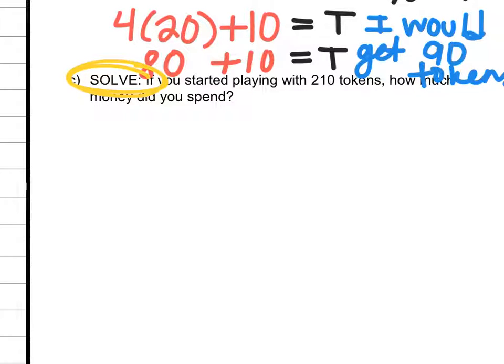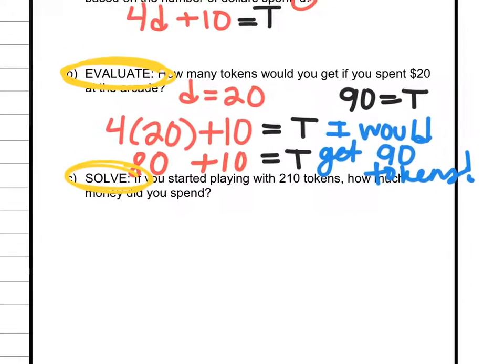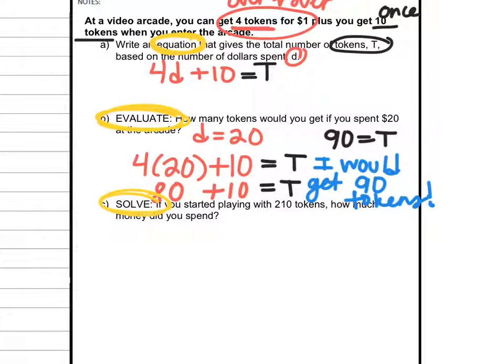I'm solving for D. Where do I put 210, Tyler? On the equal sign, on the right of it. Right, because that's where T is, and that stands for tokens. So put it in for T. So it's going to be 4D plus 10 is equal to 210. I'm changing T to be 210. Maybe I should write that in black so you remember it's the same thing.